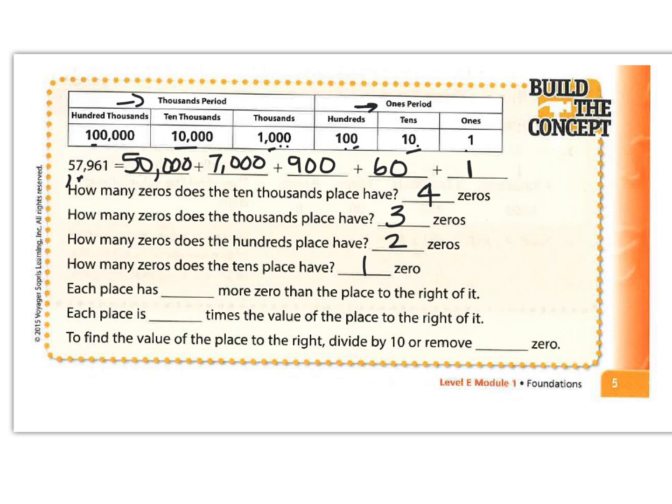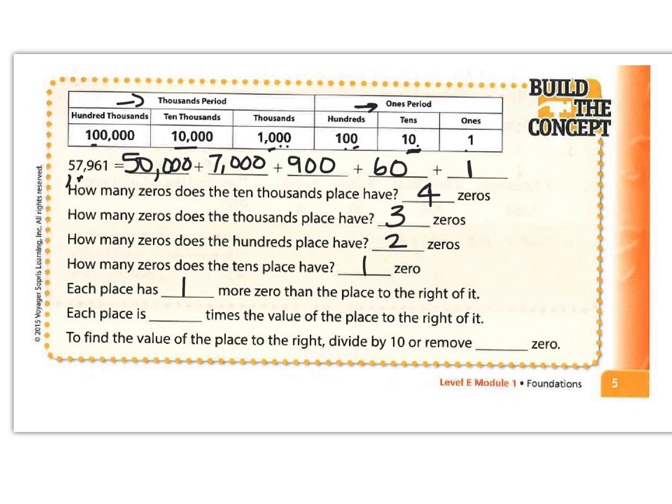So when we think about how each place is, as we go up, has one more zero, the tens has one more zero than the one to the right of it. The hundreds has one more zero than the tens. Thousands, one more than the hundreds, and so on.